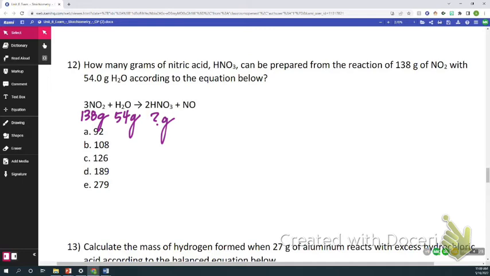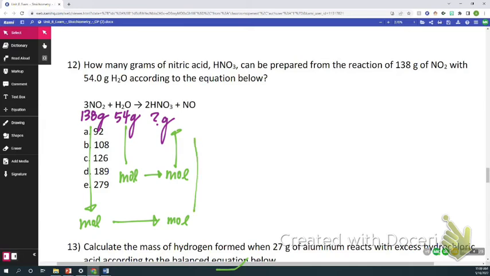You guys, do this one to moles, then do this to moles, and then go back to grams. Do the same thing with this. Go to moles, and then go to moles, and then change it back to grams. Whichever one yields less grams, that's going to be how much grams you can actually make. Whichever one's less is the answer.